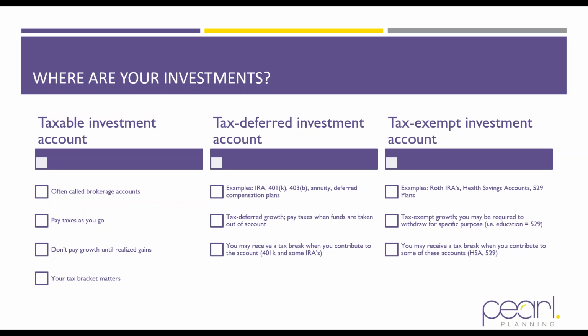So each is important. Oftentimes when you have all three types of accounts, you can have more control over the taxes you pay over time. And again, it matters what tax bracket you're in. It matters what the tax status is of the account that you're using to invest as well.